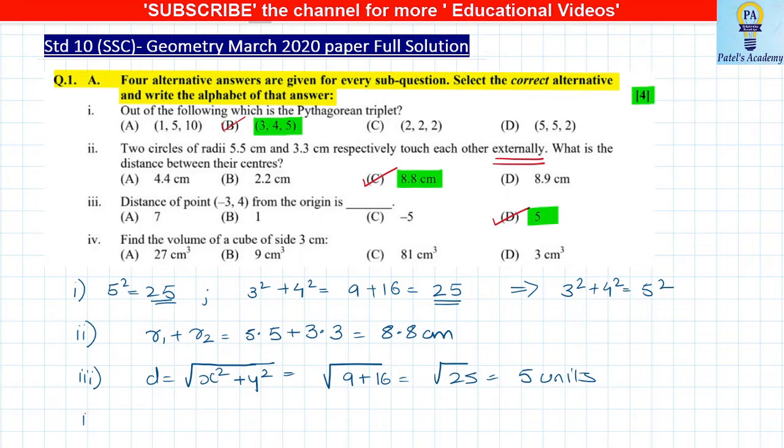Let's see the fourth one. To find the volume of a cube of side 3, the formula for volume is side cube, that is 3 cube, that is 27 centimeter cube. So the option is A, 27 cube. Okay, let's see the next one.